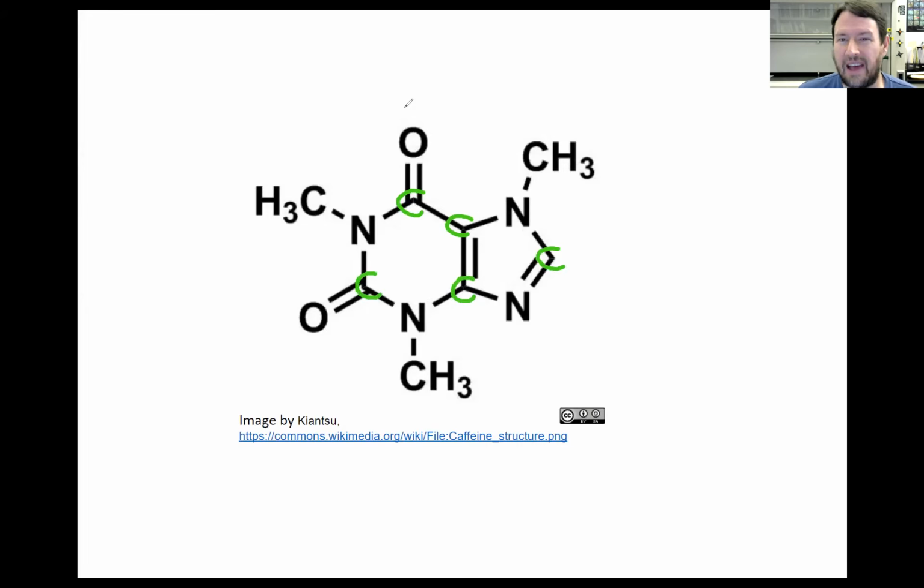And if there's only one line, that means we have a single bond, like between this carbon and this nitrogen, there's just a single bond. But if there are two lines, that means a double bond. So oxygen can form two bonds, and carbon can use two of its four bonding spots to bond with oxygen with this double bond. So that's kind of what's going on here.